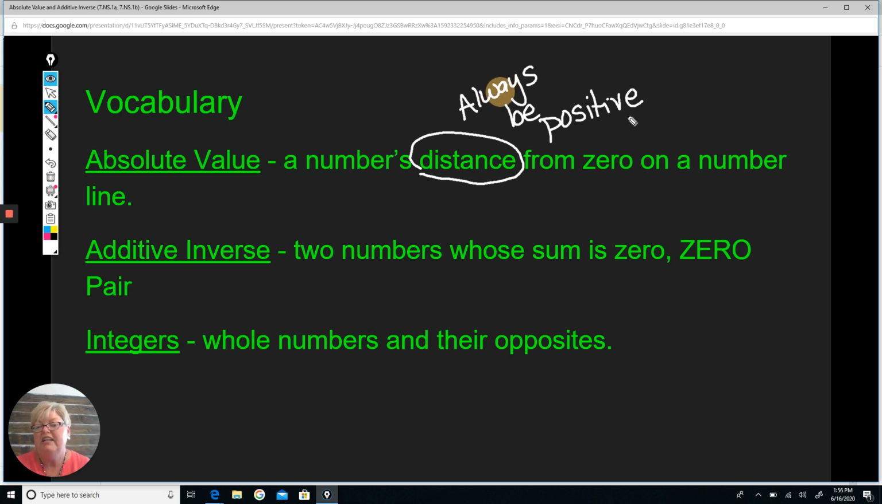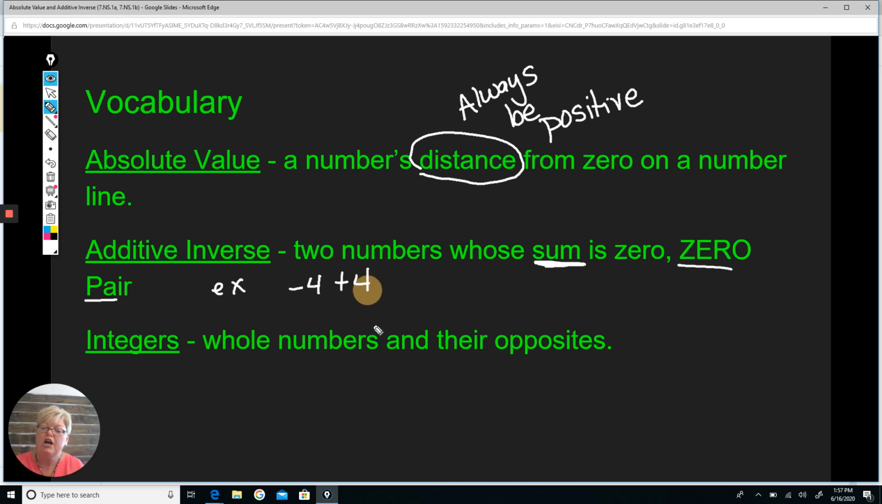We're going to talk about additive inverse, where we have two numbers whose sum is 0, and sum is the answer when you have an addition problem. The two numbers are called zero pairs. An example of that would be -4 plus 4. It's sum because it's adding, and then you have opposites, -4 and +4. And the sum of that would be 0.